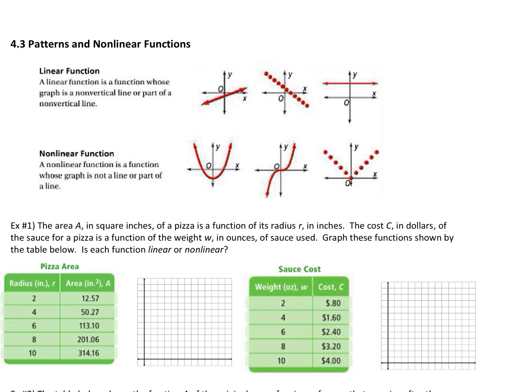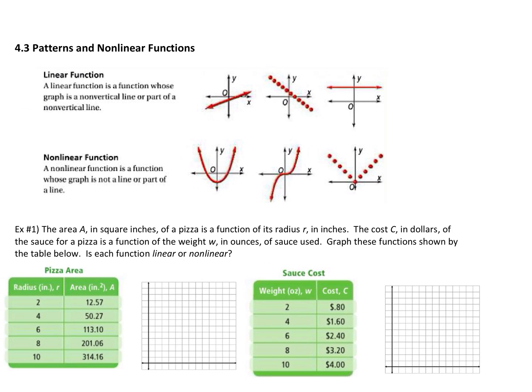So if you look at this, a linear function is a function whose graph is a non-vertical line, because a vertical line is a straight line, but is not considered a function, or part of a non-vertical line. So basically any of these three, okay? The points, it could be points, we call that discrete, we'll talk more about that later, or it can be continuous. It can be a line that just keeps going.